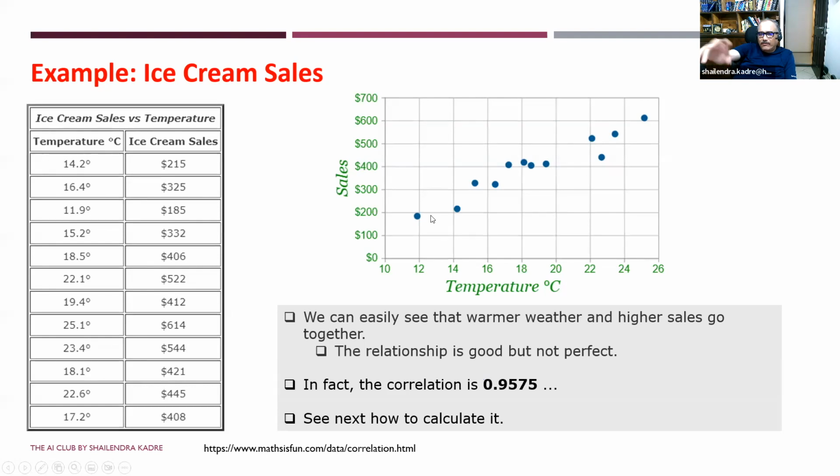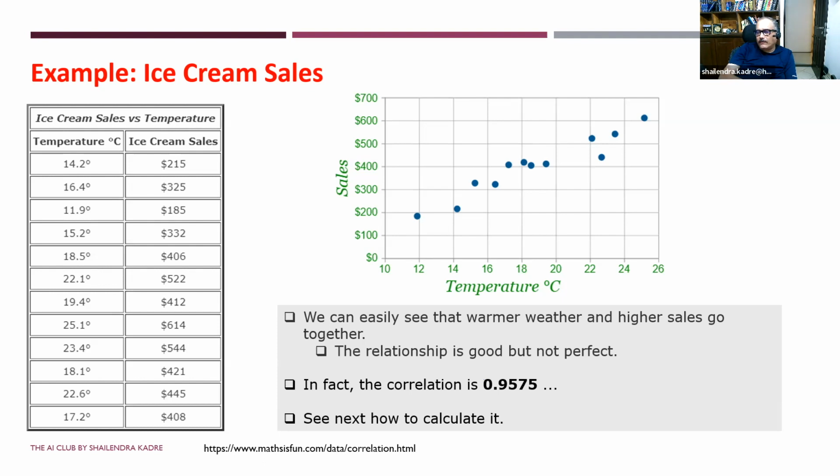Some points are random, but it's very near to a straight line. So I expect a strong correlation, a strong covariance. Now I'm telling you the correlation value for this line is 0.9575.